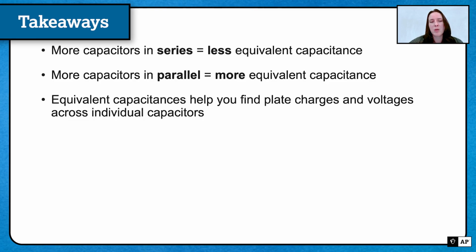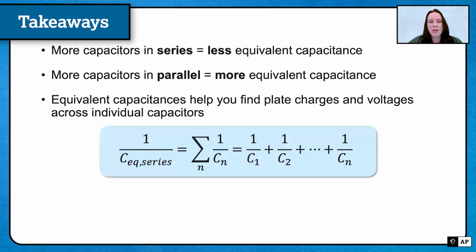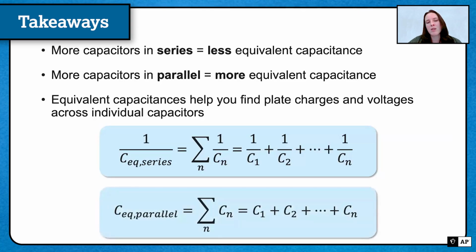and thinking about what stays the same for series and parallel combos. And as a reminder, 1 over C equivalent in series is equal to the sum of the reciprocals of the individuals. And if you're in parallel, your equivalent capacitance is just the sum of the capacitors.